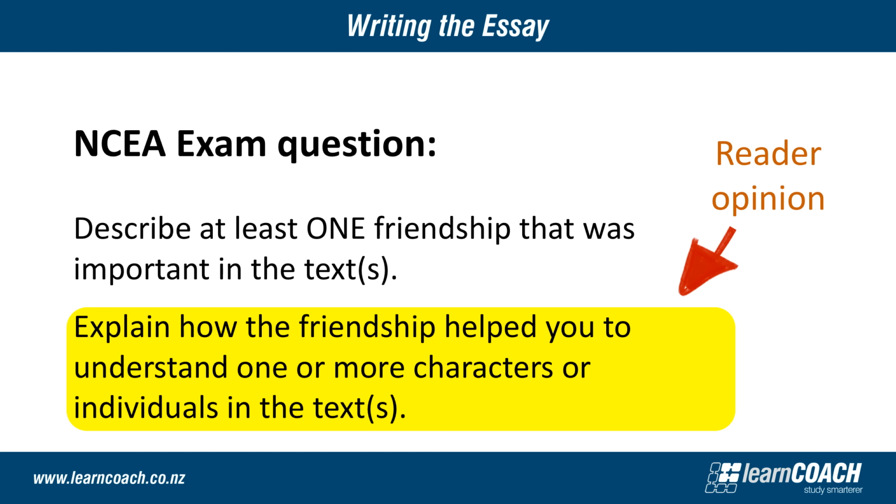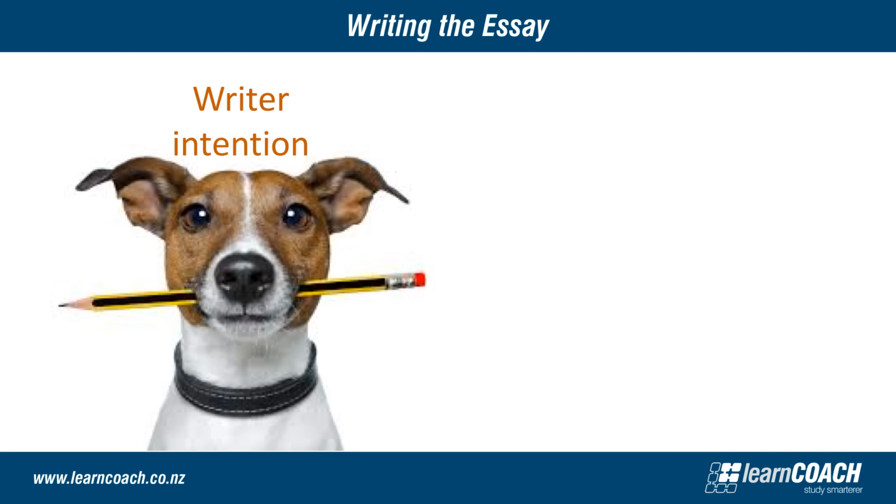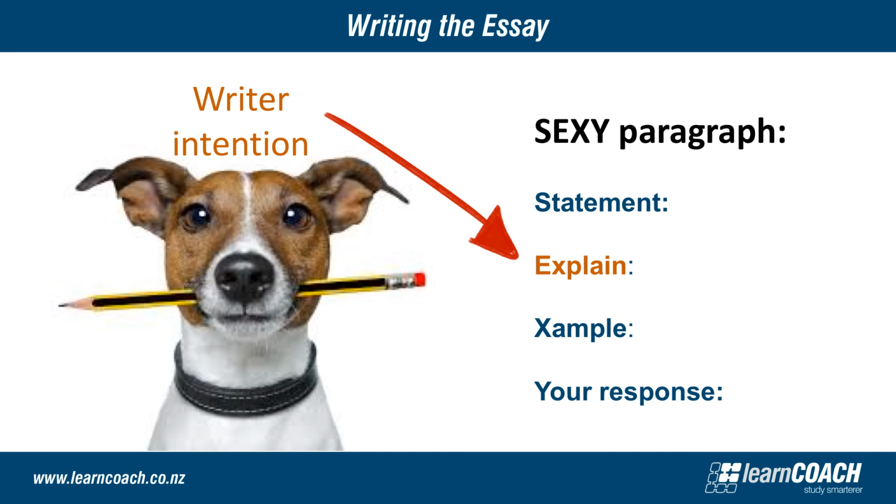So in order to be perceptive and get good marks, you should mention this in every paragraph of your essay. Think of it as subliminal messaging for your examiner, which will make them give you good marks. You can talk about the writer's intention whenever you want, but the best time is probably during the explain part of each paragraph. So in your explanation, you wouldn't just say, this happened. Instead, you want to say, the writer intended this to happen.